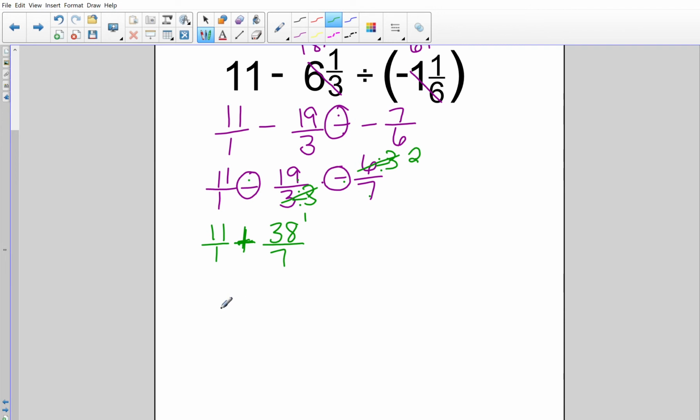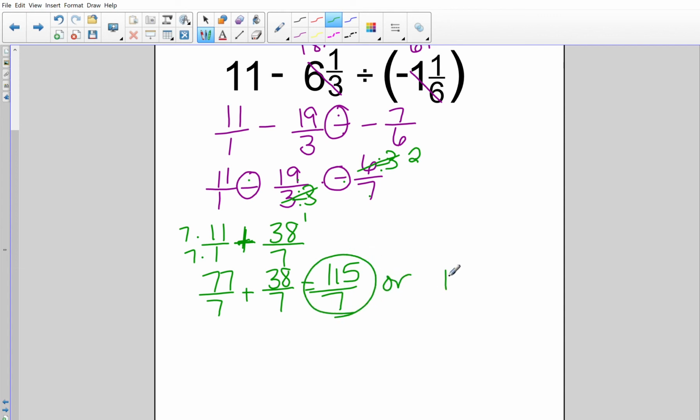So between 1 and 7, my denominator should be 7. So this one can stay 38, and this one needs to multiply by 7, right? So I have 77 sevenths plus 38 over 7. That becomes 115 over 7. Okay, most of the time it's going to ask for a mixed number. If it doesn't, this is a fine answer.